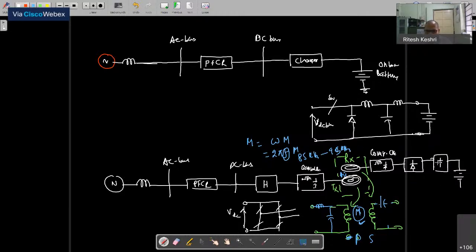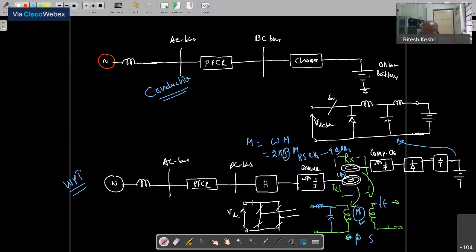So this configuration that you are seeing is called wireless power transfer, or wireless charging, or contactless charging. This is called conductive charging. I hope it is clear to you. In some cases, people also use a control arrangement here itself on board after this filter, so that they can make the control.